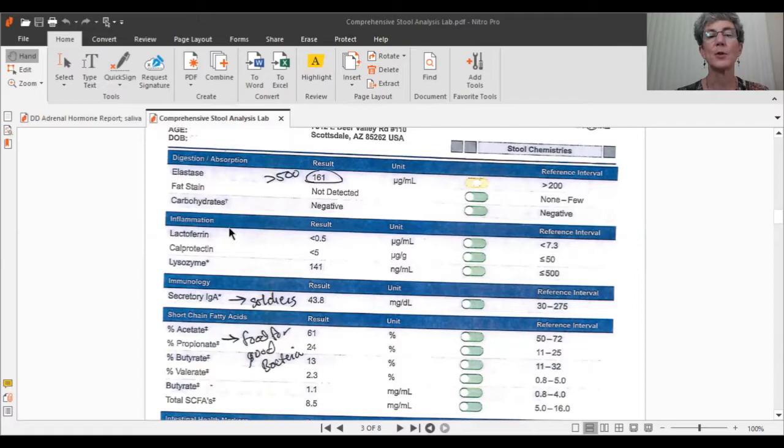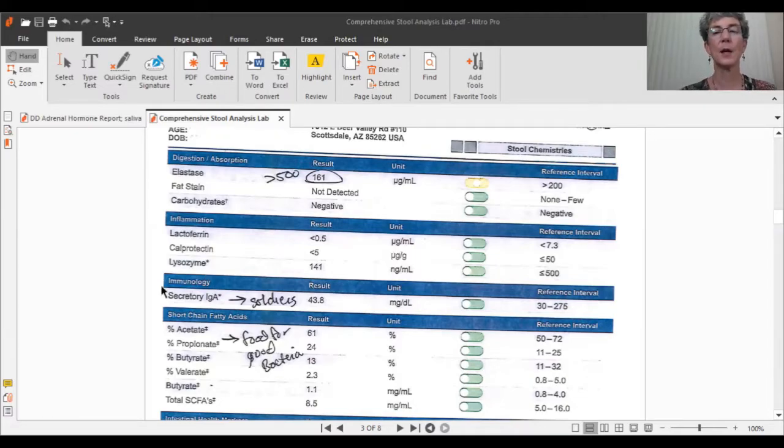Inflammation is the next step we're checking. The lactoferrin and the calprotectin, if these are elevated beyond that 7.3 or 50, then you've got a much higher risk of inflammatory bowel disease going forward. So really important to look at those. In this client, the numbers are negative, so not much risk of inflammatory bowel disease going forward. Lysozyme is a white blood cell marker. So if the lysozyme is high, again, more inflammation in the gut.